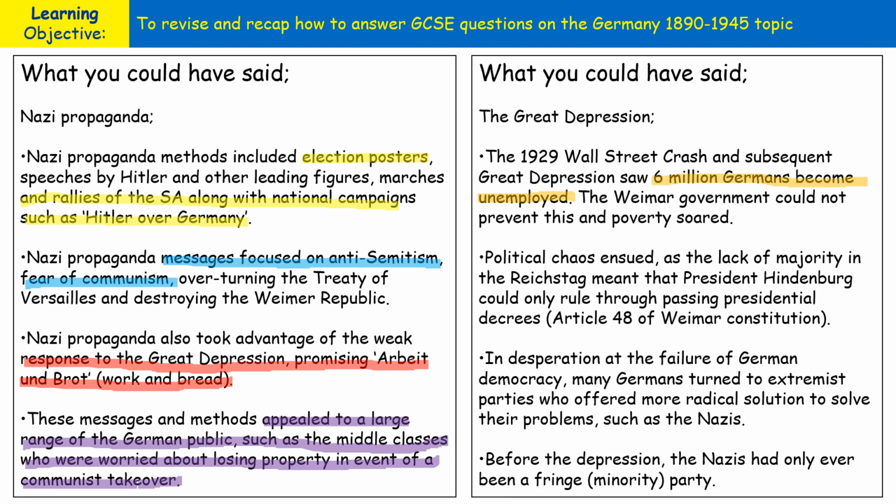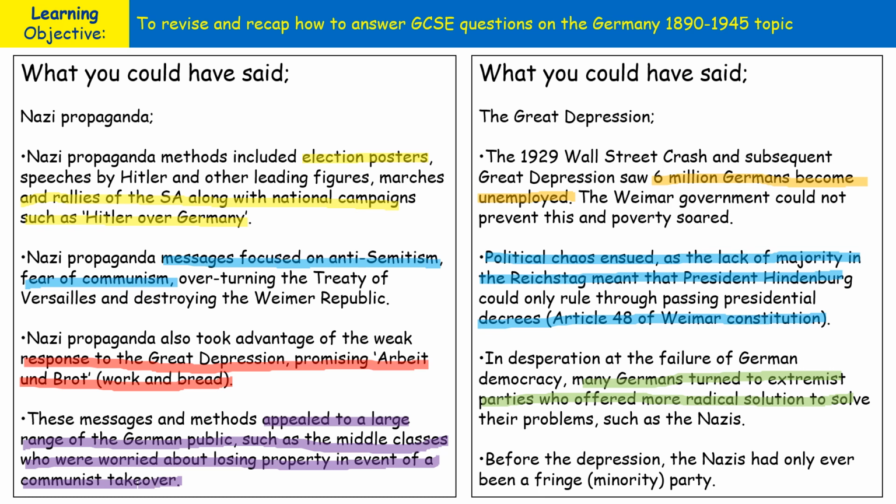You might want to mention the fact there was political chaos. Oh, that's a bit too dark. We'll rub that out. You might want to mention the fact there was political chaos. So the president was already using presidential decrees, which basically undermined democracy in the Weimar Republic. And then there was a desperation at the failure of German democracy. And many Germans turned to extremist parties like the Nazis, but also the communists, to solve problems.